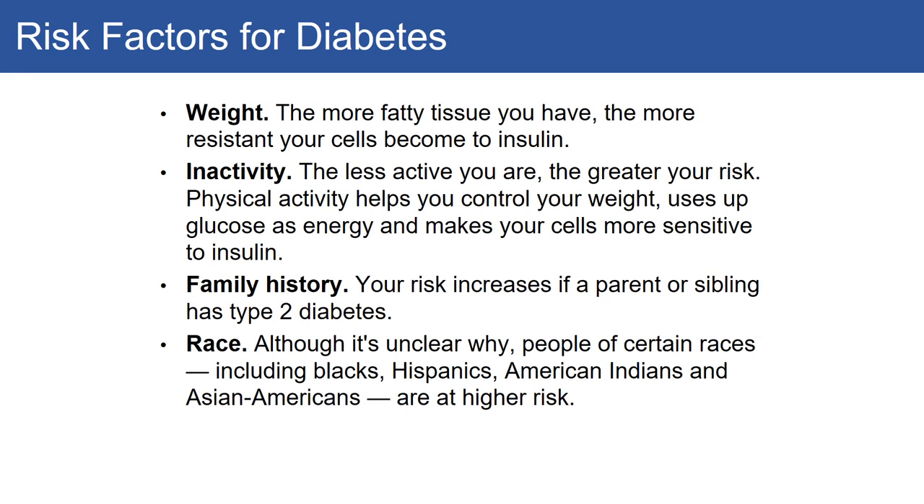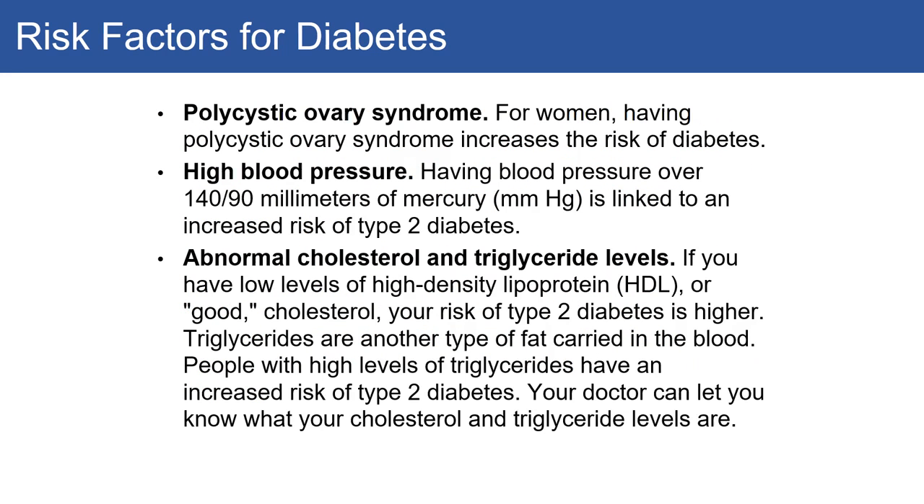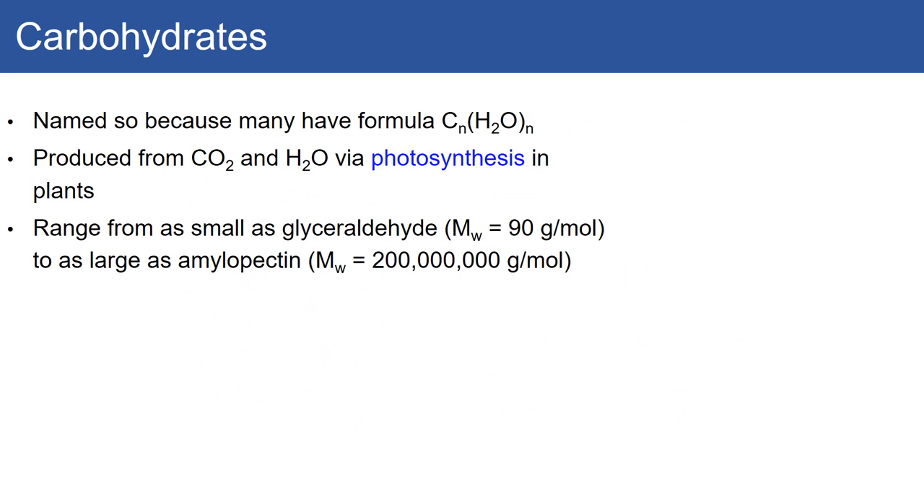Risk factors for diabetes include weight, inactivity, family history, and race. Your age, and gestational diabetes, which occurs when you're pregnant, so that's a very unique subset. You can have polycystic ovary syndrome, high blood pressure, abnormal cholesterol and triglyceride levels. Now you know why I've worked so hard to get rid of my triglyceride levels being so high. So that's the discussion, and diabetes centers on carbohydrates.